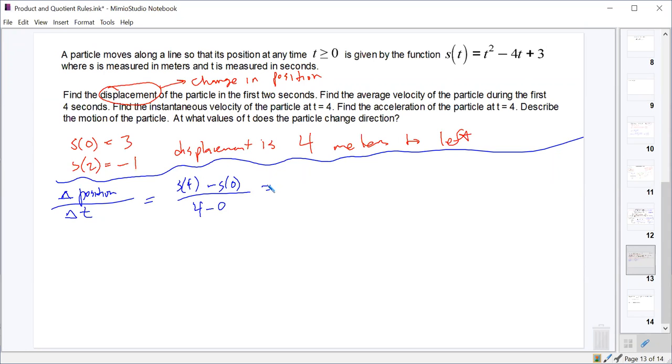All right, so what's S of 4? 3. Okay. And what's S of 0? We already got that, it was also 3. So we end up with an average velocity of 0 meters per second, which tells us that in those first 4 seconds, this particle moved around some, because we know it at least went 4 meters to the left, but it made it back to the exact same position it started at after those first 4 seconds. Good or no?